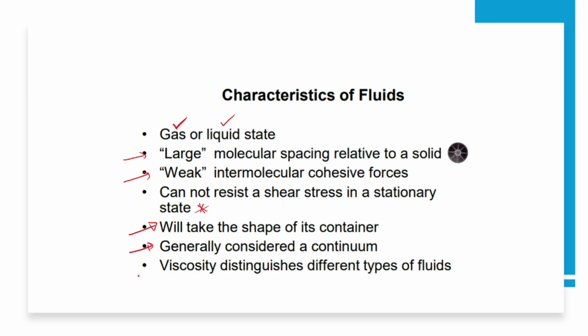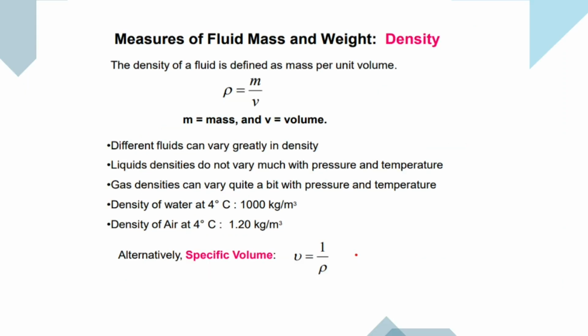Here we can see that viscosity can distinguish different types of fluids. Based on viscosity, we can categorize fluids into two basic types: Newtonian and non-Newtonian fluids. We have already discussed that, and we will also discuss it in the section on viscosity. Now we want to talk about mass and weight.